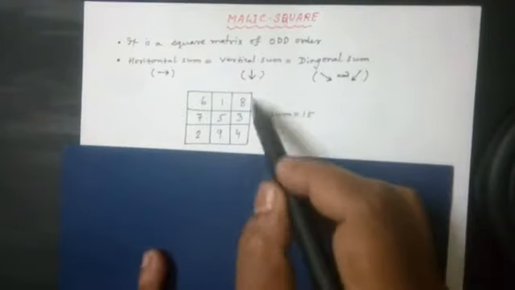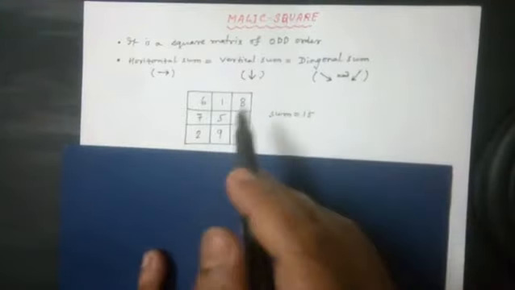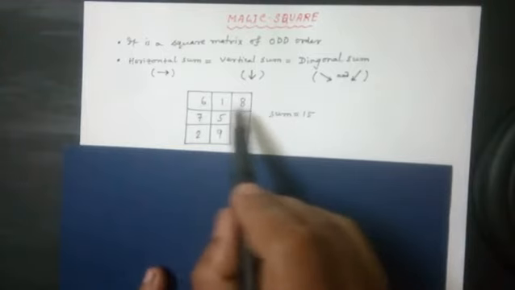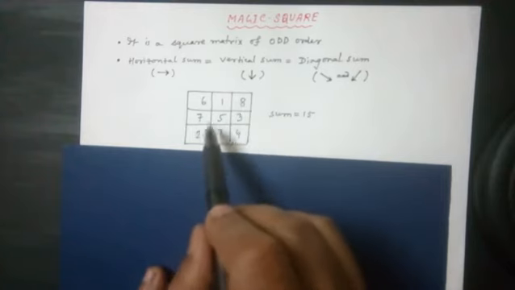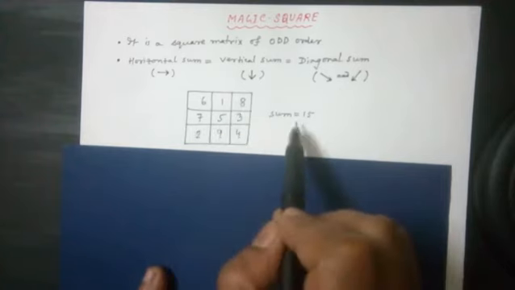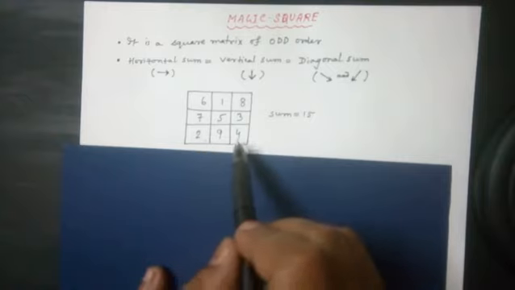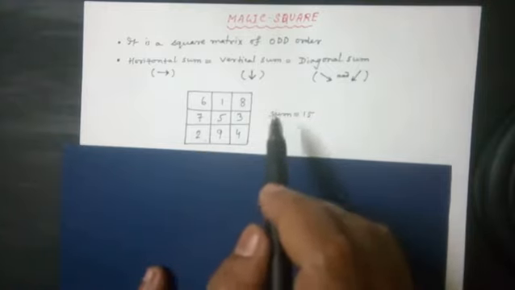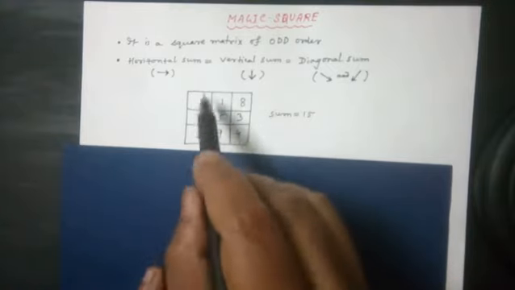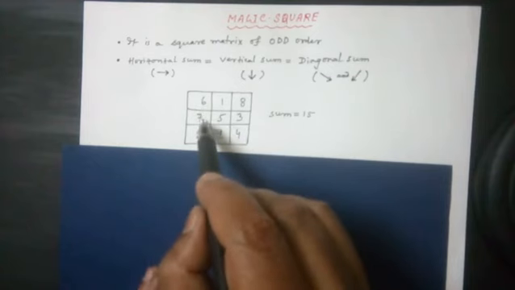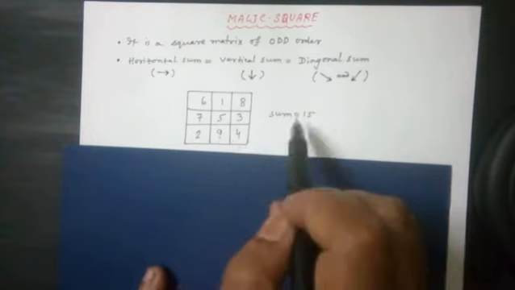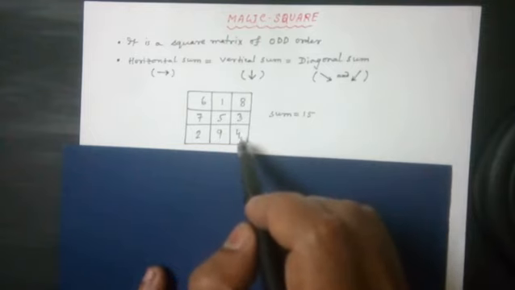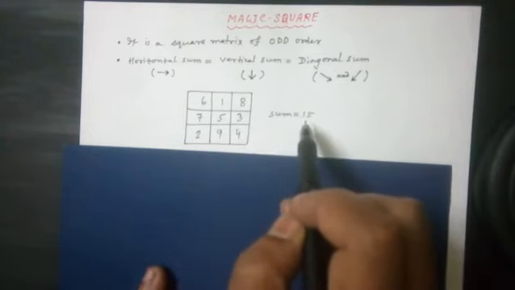For example, this is a magic square. Now if you take the horizontal sum, it will be 6 plus 1 plus 8, 15; 7 plus 5 plus 3 equals 15; 2 plus 9 plus 4 equals 15. Similarly, if you take the vertical sum, like 6 plus 7 plus 2, it will be 15; 1 plus 5 plus 9, 15; 8 plus 3 plus 4, it will also be equal to 15.